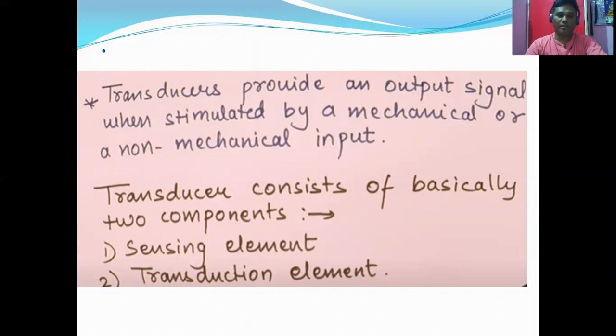Okay, so a transistor basically consists of two components. The first one is the sensing element, the second one is the transduction element. The sensing element takes the physical quantity or physical input. The transduction element means that it converts from one energy to another energy.